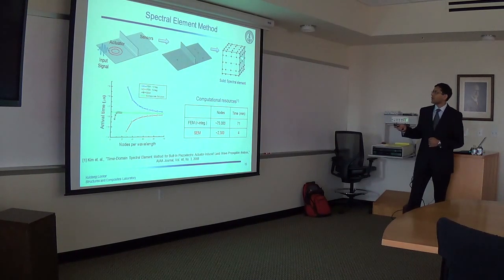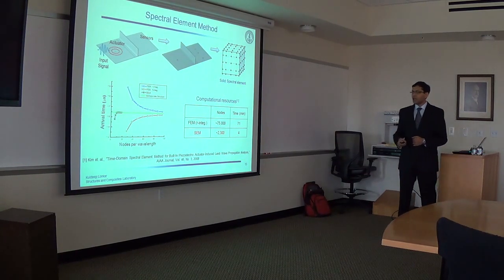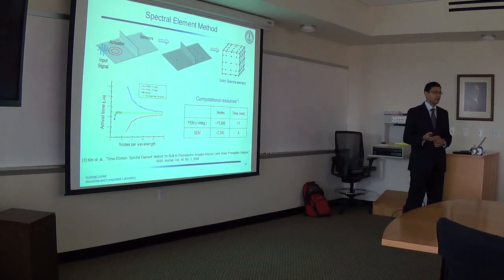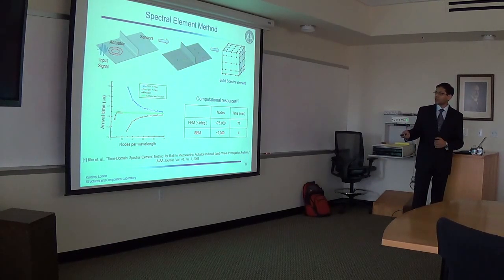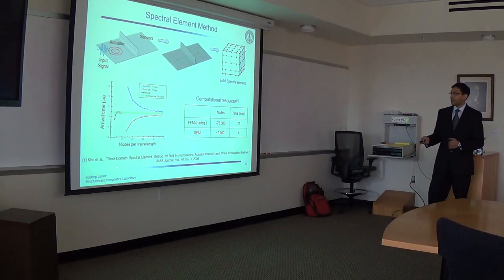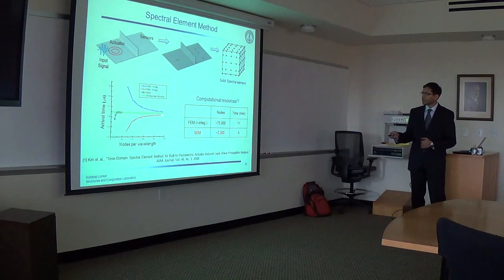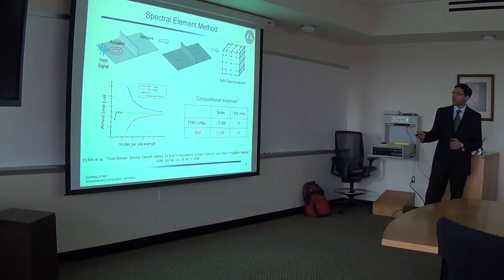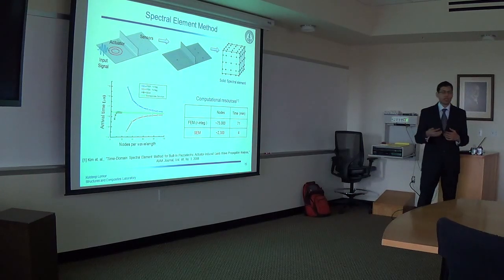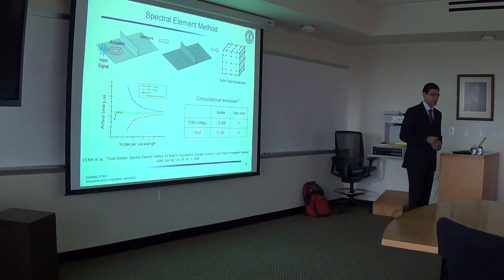A typical solid spectral element is shown here. And the higher convergence rate of this method was demonstrated by Kim et al. and is shown in this figure. Here on the x-axis, we have nodes per wavelength. On the y-axis, we have the arrival time of the wave. The green line is the extrapolated solution. The black curve is for SEM, and the blue and red curves are using FEM with reduced and full integration.